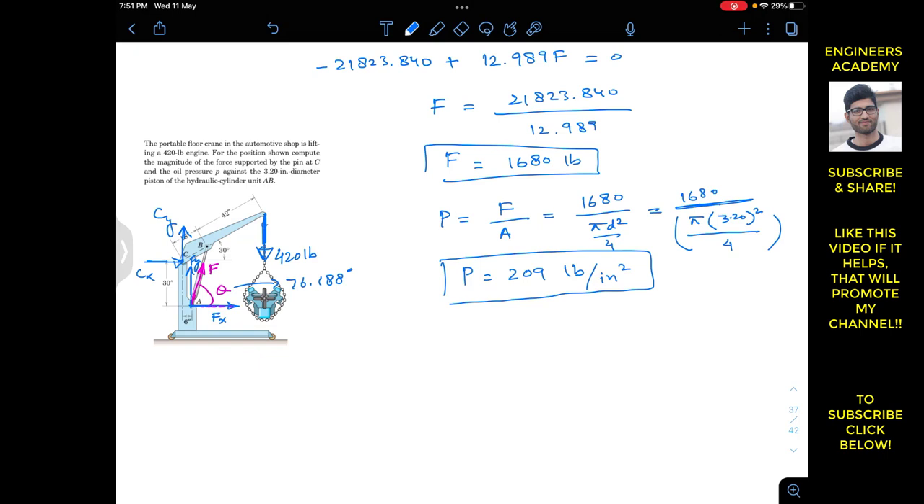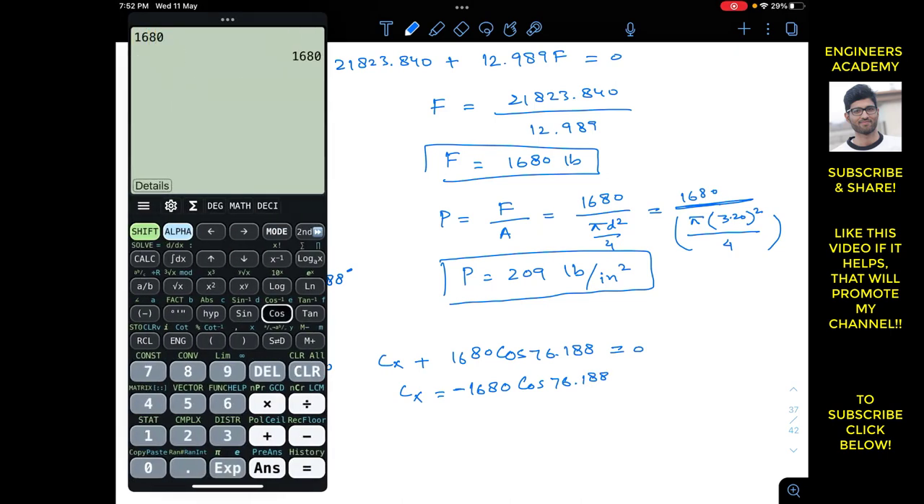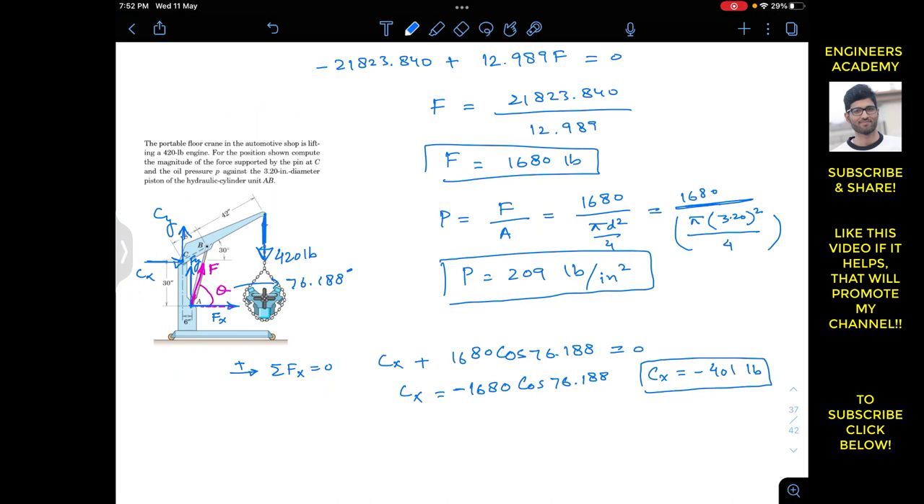To find Cx and Cy, we have to apply the summation of forces along x, which will be equal to zero. This is our positive direction. So Cx is in the positive direction, so we will write Cx plus Fx. Fx is acting in the positive x, which is F cos of that angle theta. Now F is known, which is 1680 cos of 76.188, and there is no other component in the horizontal direction, so this will be equal to zero. From this we can write that Cx is 1680 minus 1680 cos of 76.188 degrees, so this is minus 401 pounds approximately. So Cx is acting in the opposite direction. The assumed direction is not accurate. Cx is acting towards the left. So that is why we got this minus sign.